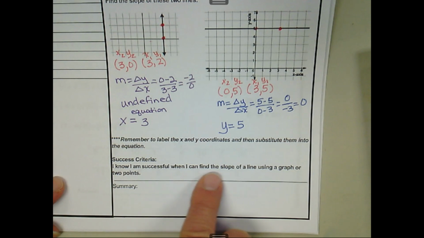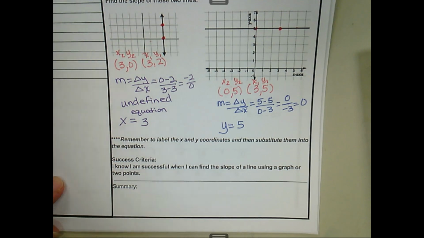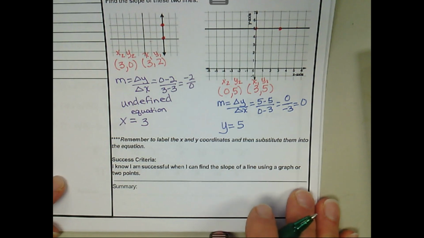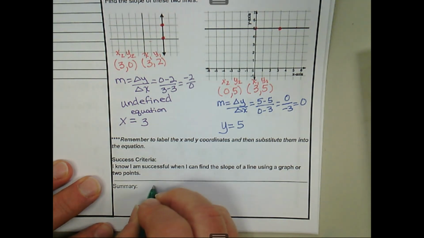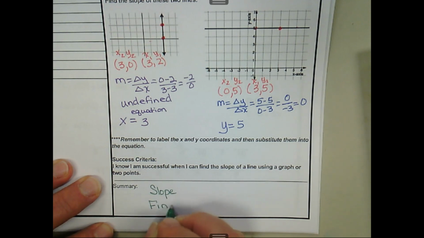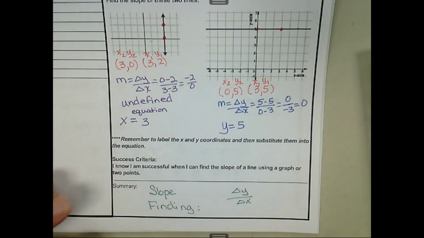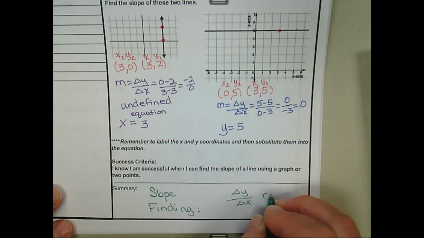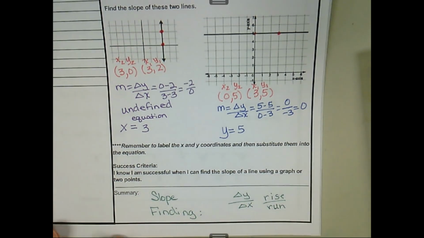I know I'm successful when I can find the slope of a line using a graph or 2 points. So right now we're working on slope. We're going to look at slope and where it's located on different equations on our next class period. So we're going to look at delta y over delta x, rise over run. These are all different ways you can see slope explained.